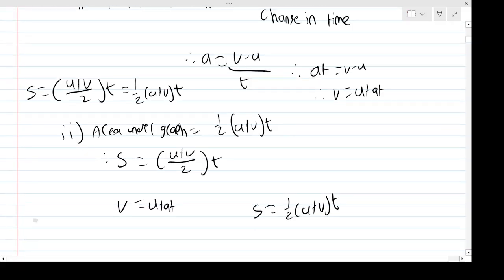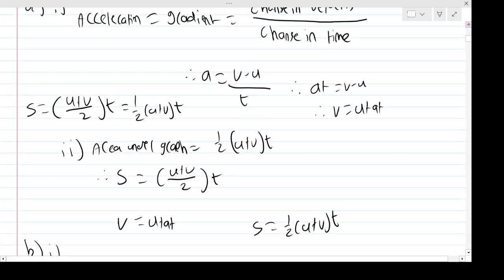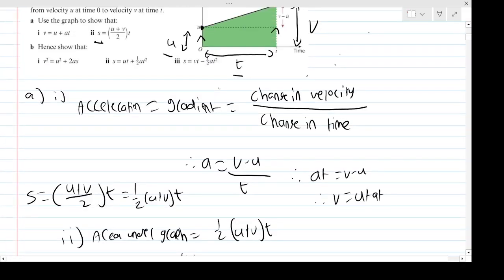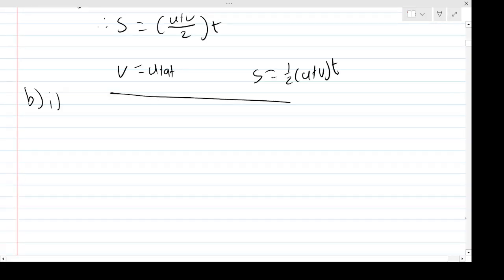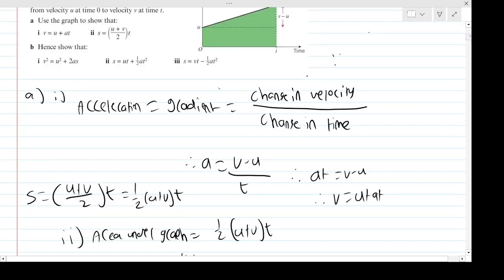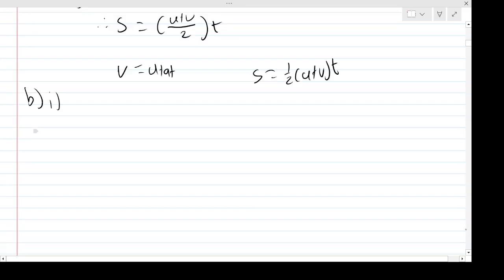Now what we're going to look at are proving other formulas we can use. So we need to show these 3 formulas here. We don't need the graph for this anymore, because using these 2 original equations, I can derive more. So I first want to show that v squared is u squared plus 2as. So my aim is to show that v squared equals u squared plus 2as.